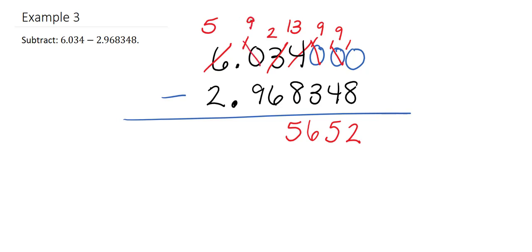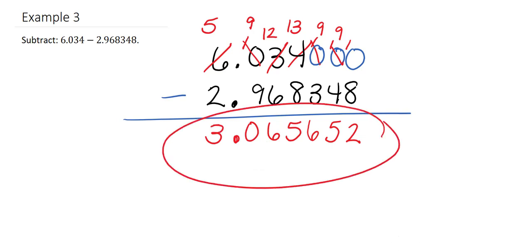Now finally, and now we have a 9 here, because 10 minus 1 is 9, and then we have 12 minus 6, so that's 6. 9 minus 9 is 0. Bring down the decimal. 5 minus 2 is 3. And we now have our number.